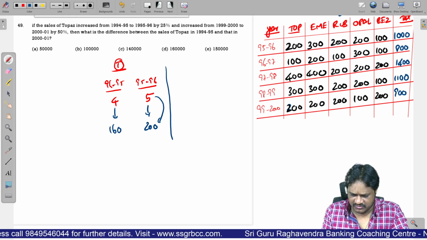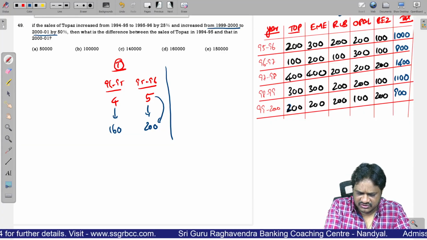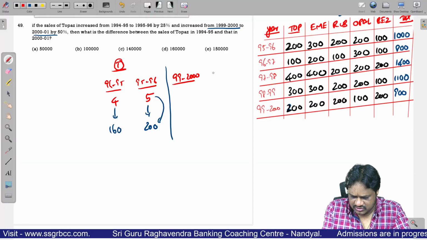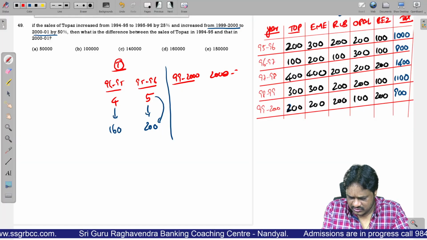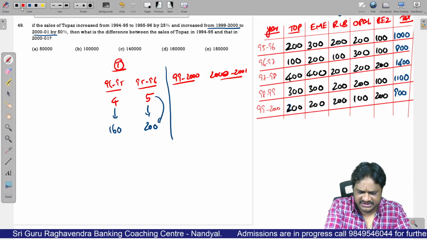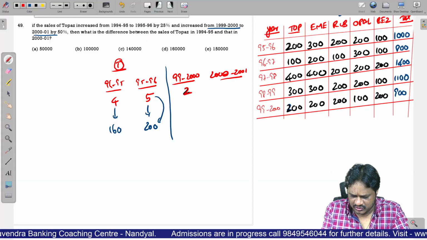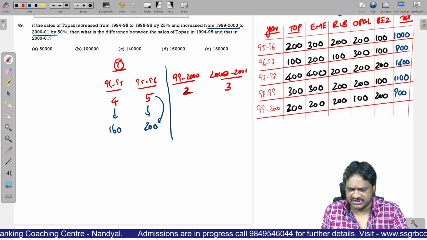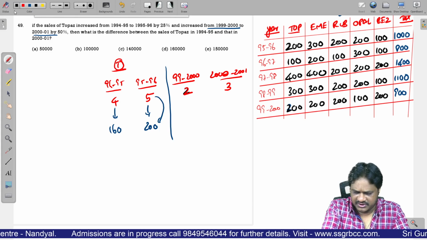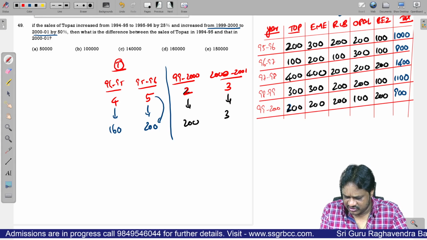This is about topaz. Then an increase from 99, 2000 to 2000, 2001. The topaz is increased by 50%. Topaz increased by 50% means this will be 2 parts, this will be 3 parts. 50% increase means 3 by 2. Now 99, 2000 topaz value is 200, so this will be equal to 300.